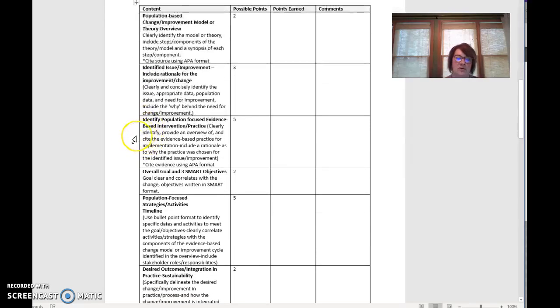And you're also going to provide an overview of the evidence-based practice that you're going to address for this particular problem, issue, or area of improvement, and you're going to cite that evidence. So you're going to dive into the literature and find resources that support the activity or the implementation, the change, improvement, whatever you're doing for the particular problem.